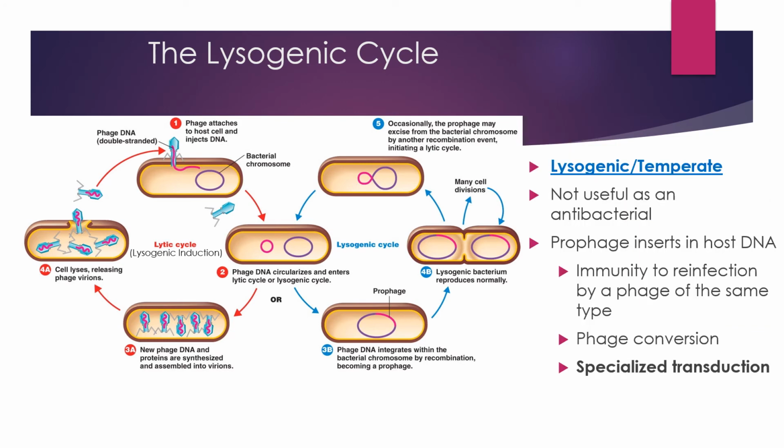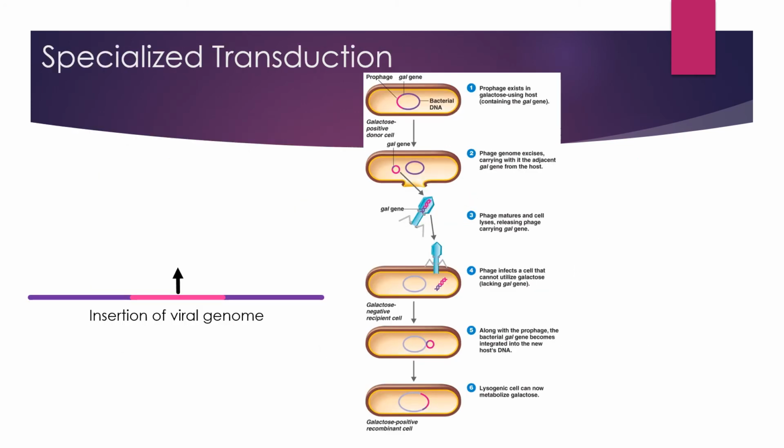A third reason that a bacterium may benefit from lysogeny with a bacteriophage is specialized transduction. In this type of transduction, a gene from one bacterial host is transferred to another via a virus. Let's take a look. So remember, we're talking about lysogeny, and during lysogeny, a virus inserts itself, that's the magenta color here, into the bacterial chromosome, which is purple. And it happily stays in the bacterial chromosome most of the time.